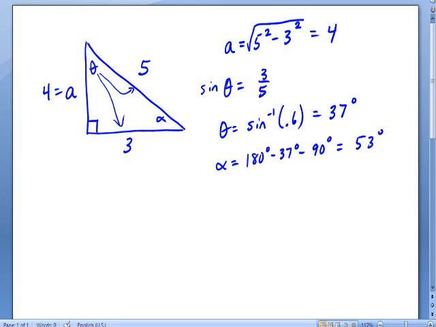Now, why did this match up? Why did this 37 degrees from theta match up with the 37 degrees from the previous problem? Well, let me redraw the previous problem so we can remind ourselves what it looked like. The previous problem, we had this situation.